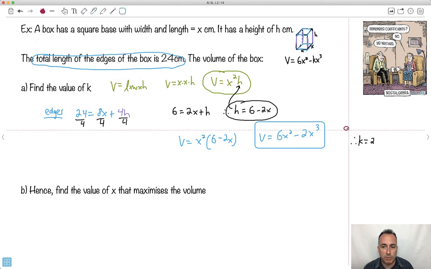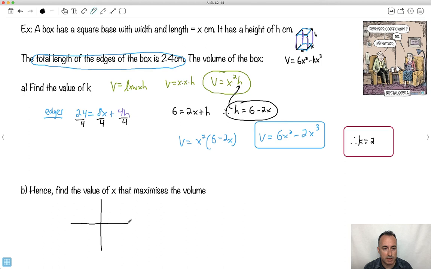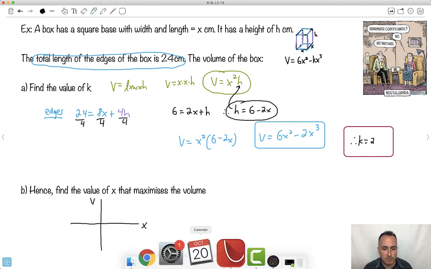But really what was important is we figured out the model. This is the model that's going to define this whole thing. So let's find the value of x that maximizes the volume. What does that mean? Well, that means if I did a graph of v in terms of x. Okay, so I'll do x and I'll do v. Well, let's do that on my trusty old calculator here.